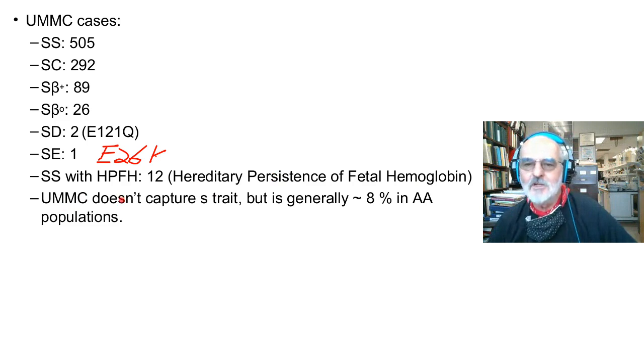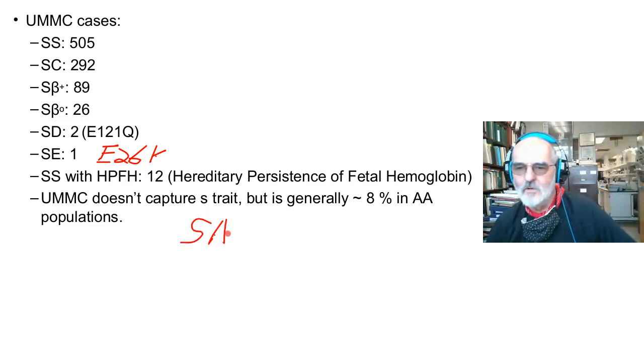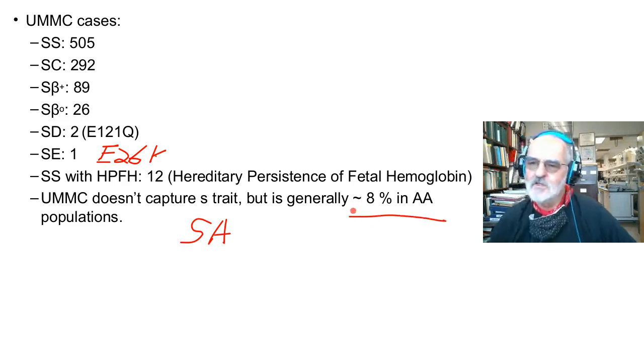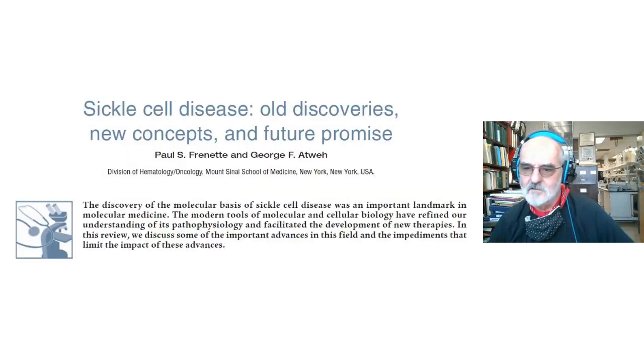In general, we don't know how many people in Mississippi or at UMC have trait. That would be SA. They have one normal gene and one abnormal gene. But in general, about 8% of African Americans in the United States carry a single sickle cell gene.